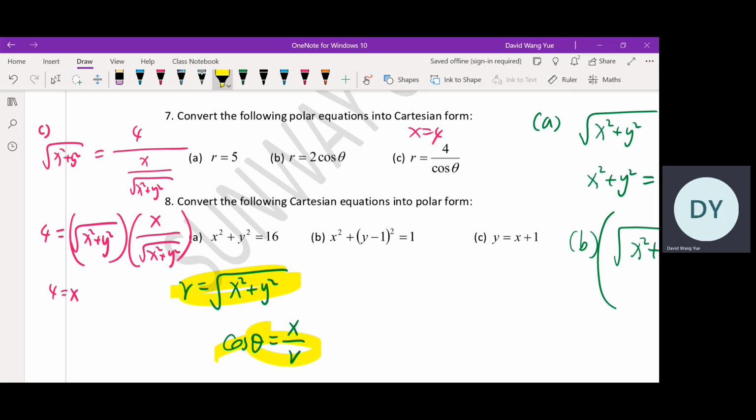Okay, next one. Convert the following Cartesian equation into the polar form. Since r equals the root of x squared plus y squared, r squared is equal to x squared plus y squared. So the first one, r squared equals 16. That's it.